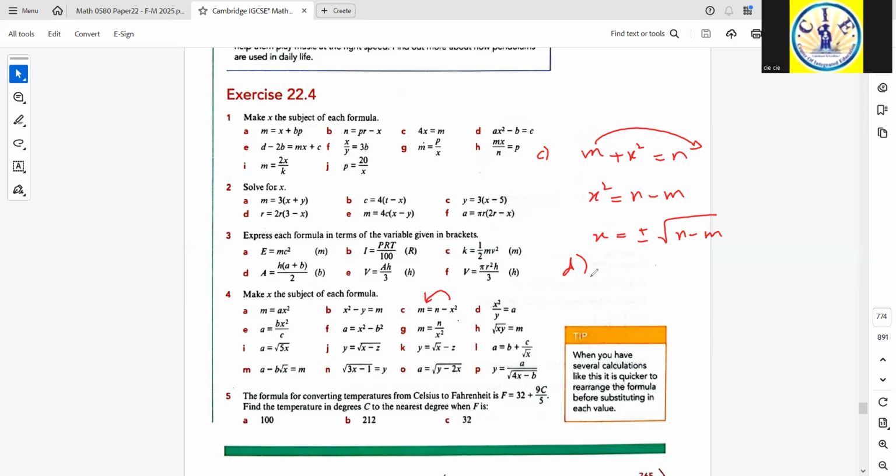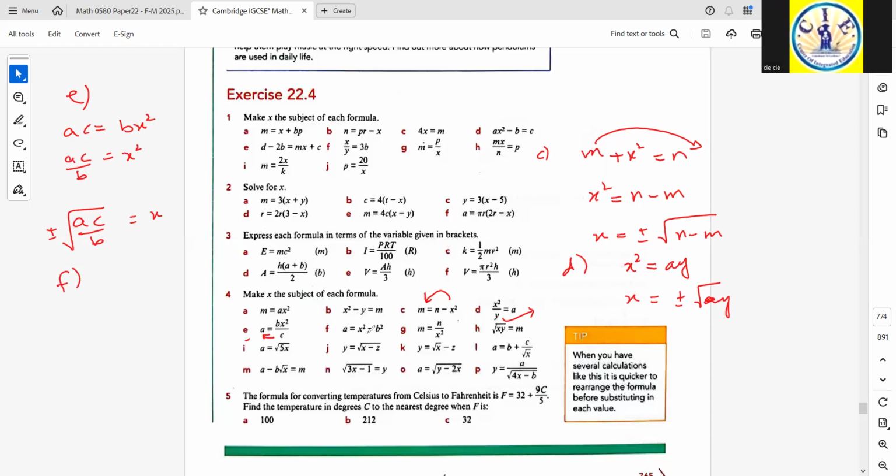Then for d, shifting this y to the other side, the value of x squared is ay, and then again taking the square root of ay. Then for part E, shifting the c to the other side, it will make ac equal to bx squared, and then shifting this b to this side, ac divided by b. And then to get rid of this square sign, there will be a square root. So this is how we make x the subject.